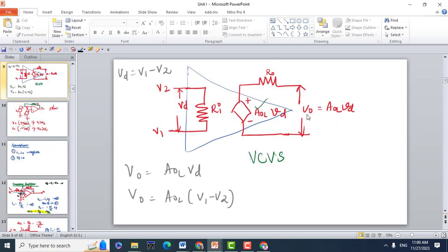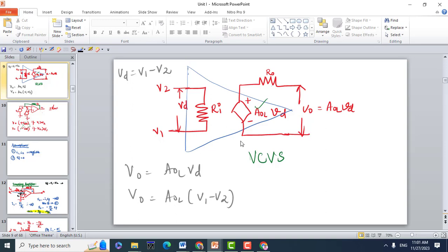So how will you represent a practical operational amplifier? The input side has a resistance. You have two input voltages V1 and V2 at the inverting and the non-inverting terminals, and R is the input resistance. The difference in voltage is Vd. That is your input side. On the output side, you have a dependent source because you have an open loop voltage gain, AOL, that is dependent on this differential voltage. Whatever we are feeding here will be amplified and you will get that as output. So V naught is nothing but AOL into Vd, and you have an output resistance.